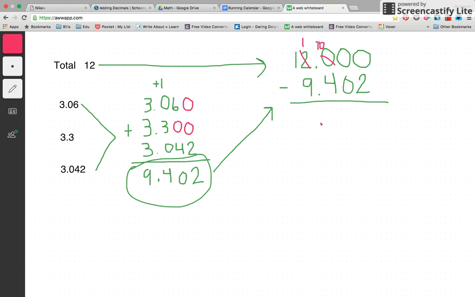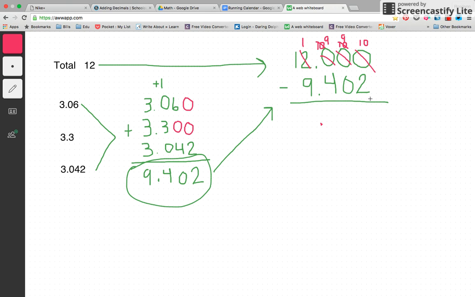And instead of 10 tenths, I'm going to have 9 tenths and 10 hundredths. I'm going to keep regrouping until I have 10 thousandths. So regroup my hundredths. Instead of 10 hundredths, I now have 9 hundredths and 10 thousandths.